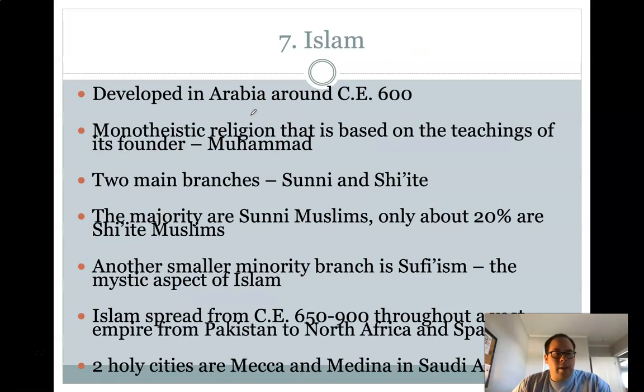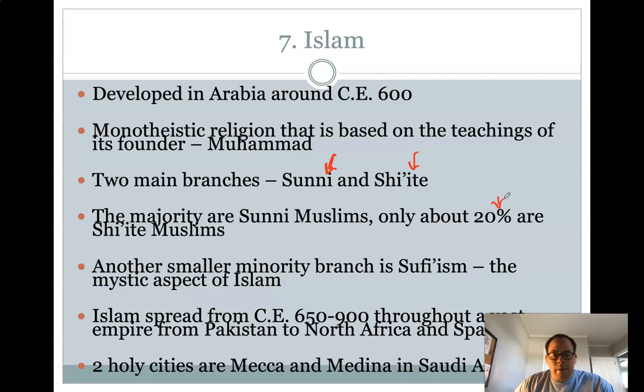And then looking at religion, Islam developed in Arabia around 600 CE. It's a monotheistic religion that is based on the teachings of its founder, Muhammad. The two main branches, and there's several that branch out as well, are Sunni and Shiite. Sunni, about 90% of the world is Sunni. Shiite makes up about 10%, and then there's some others that fall from that as well. Or, I'm sorry, it's 20% that are Shiite. The majority are Sunni Muslims, though.